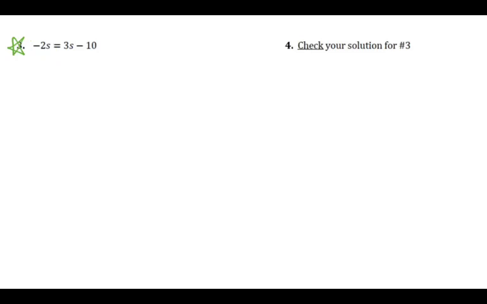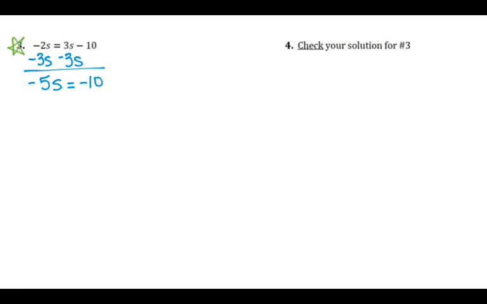So instead, I am going to pick my 3s, and I'm going to move it to my other side so I can get my variables on one side, number on the other. So since this is a positive 3s, I'm going to subtract 3s from both sides. Negative 2s minus 3s is negative 5s equals negative 10.